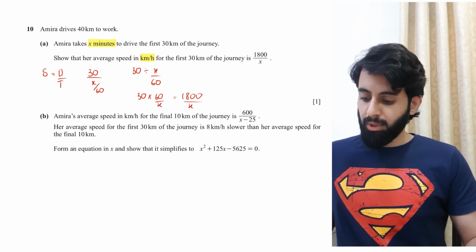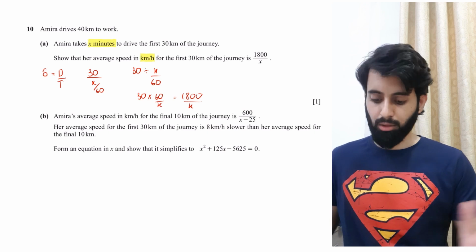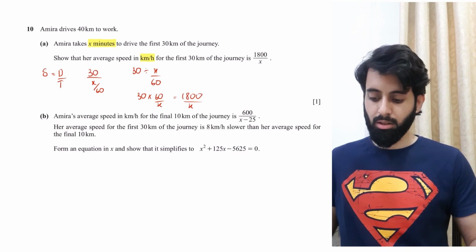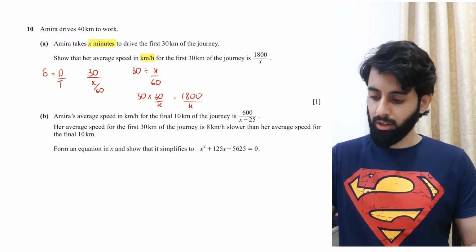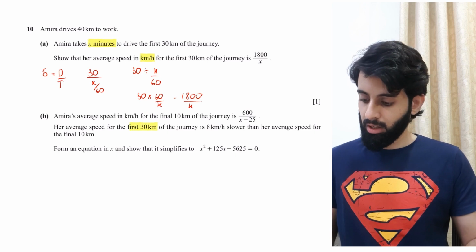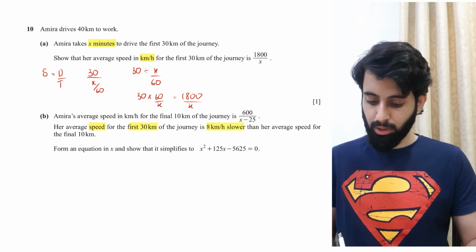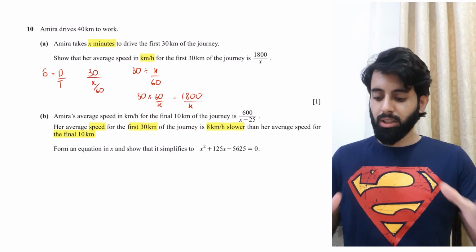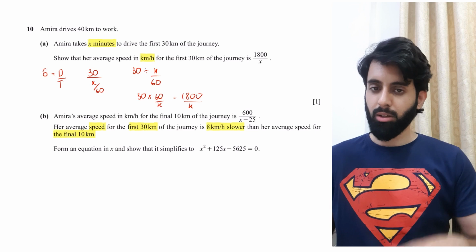A meter's average speed in kilometers per hour for the final 10 kilometers of the journey is 600 over X minus 25. Her average speed for the first 30 kilometers of the journey is 8 kilometers per hour slower. Let's highlight what we think is important: the average speed for the first 30 kilometers is 8 kilometers per hour slower than the average speed for the final 10 kilometers. Basically, we need to translate this from English to math and make an equation out of this.